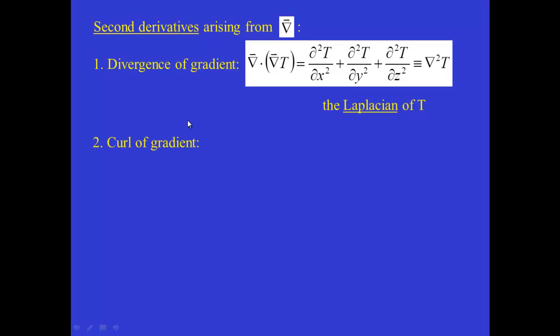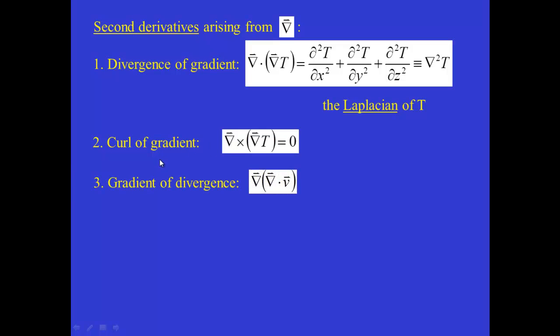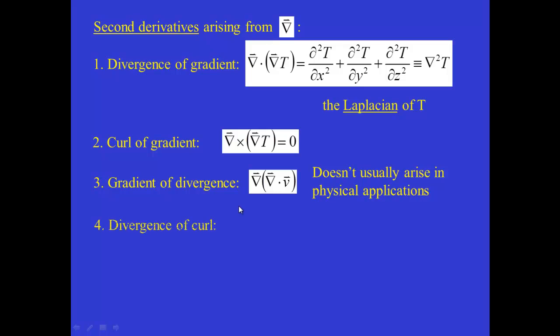We can also take the curl of a gradient, because a gradient is a vector, so we can take the curl of that. Remarkably, it turns out that no matter what the function t happens to be, the curl of the gradient of t will always be 0. We can also take the gradient of the divergence of a vector function, and although it's possible to do this, and you can work out the expression for it, it just doesn't occur very often in physical applications, so we won't consider it any further.